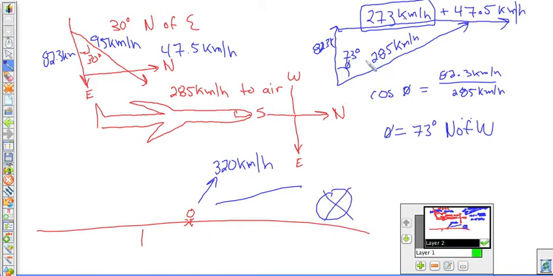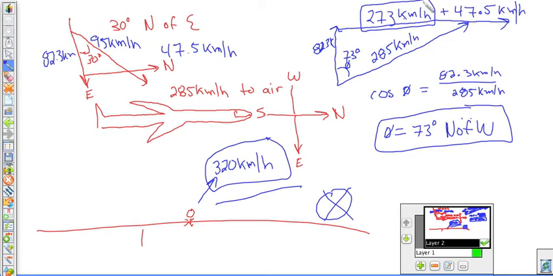Oftentimes airplanes will do this. They'll make sure to fly in an area where the wind pushes them in the direction they want, and they'll often have to adjust against the other direction that they don't want. But as long as they can get some extra help from the wind pushing them in the direction they want, they'll go with it. So hopefully this helps you out. Here's two really important answers right here. This is my speed relative to the ground. This is my speed relative to the air in the north direction. And this is my angle that I'm flying in order to compensate for that wind so that I continue going north.